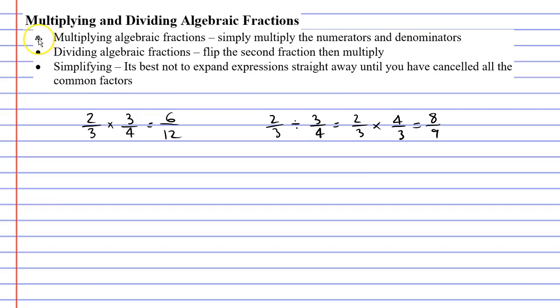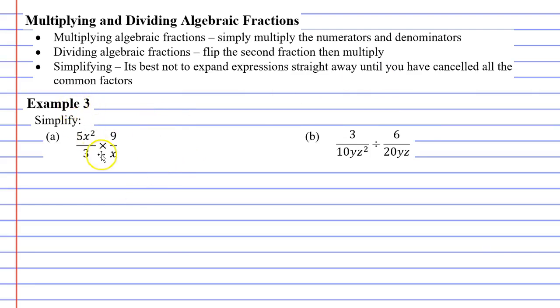So these first two dot points, which are basically illustrated below, are really simple. It's easy to multiply fractions, including algebraic fractions, and it's easy to divide algebraic fractions. But what's hard is the simplifying. The pointer I'm going to give you as we go through our examples is not to expand expressions straight away. The reason we do that is because we want to see if we can cancel first. And you'll see what I mean as we go through the examples.